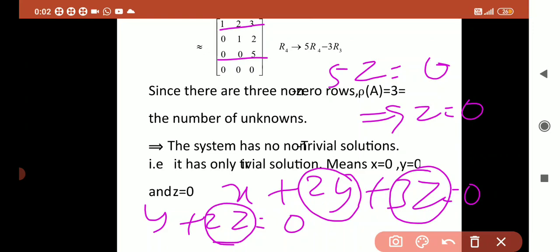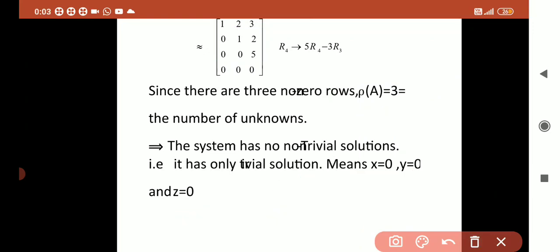Thus, if the rank of the matrix is equal to the number of unknowns, then the system has only the trivial solution. Trivial means all the unknowns are equal to 0. Like this, you will get x equals 0, y equals 0, and z equals 0. So this is the solution of this problem.